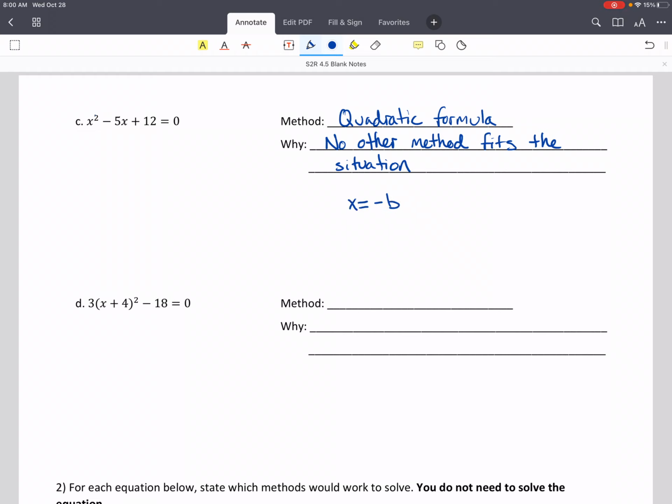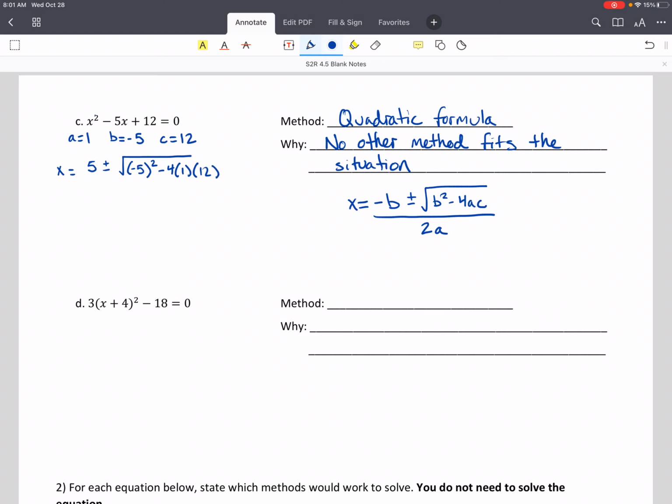So, first let's write our quadratic formula. x equals negative b plus or minus the square root of b squared minus 4ac all over 2a. So a equals 1, b equals negative 5, and c equals 12. And now we just plug in. x equals, well, b is negative 5, so negative b is going to be a positive 5, because remember, that could also mean opposite. Negative b squared minus 4 times a times c all over 2a.